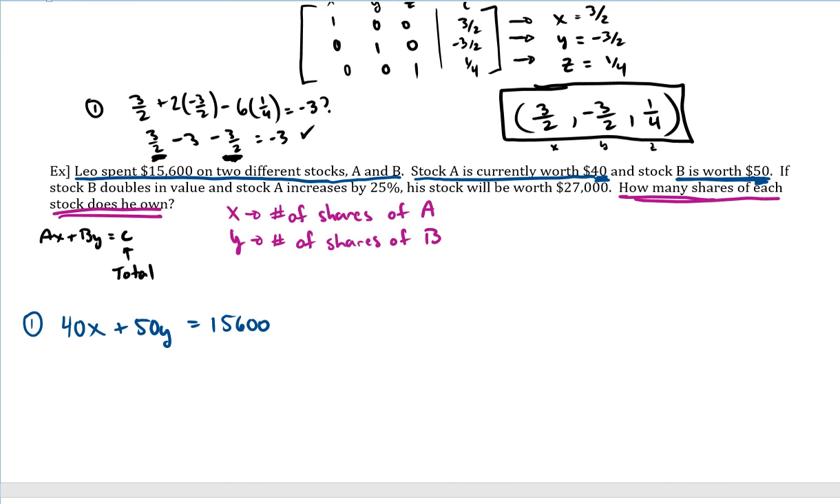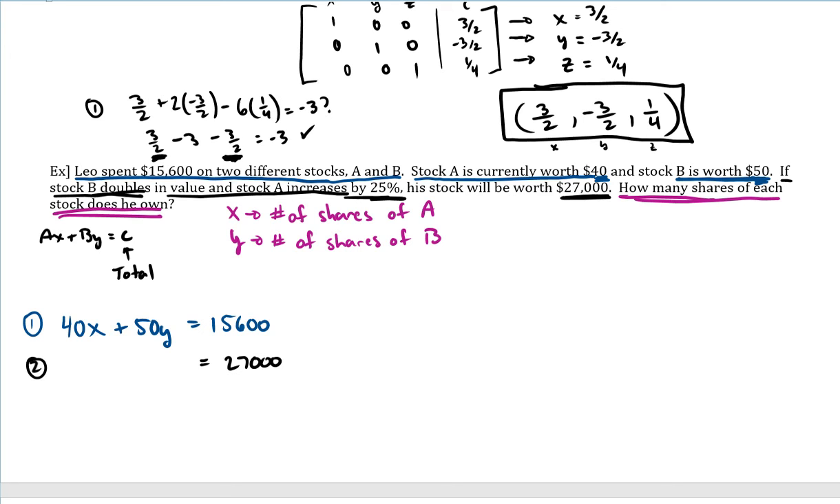Okay, and then I'm going to go back to black ink. If stock B doubles in value and stock A increases by 25%, his stock will be worth $27,000. Okay, so this is line 2. Let's go ahead and just get the 27,000 right here. And it looks like all they want us to do is convert these types of increases.